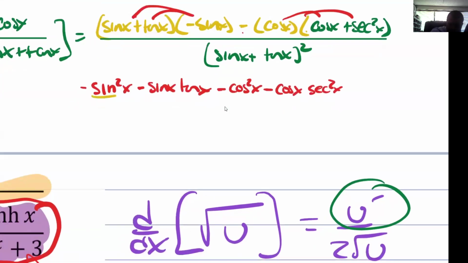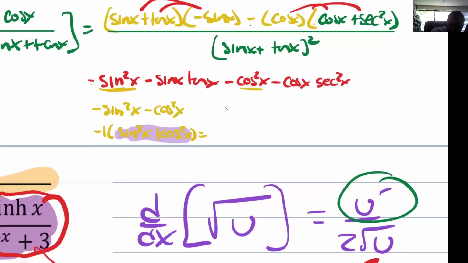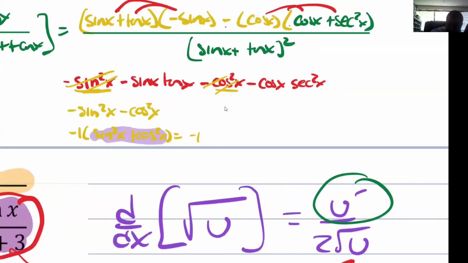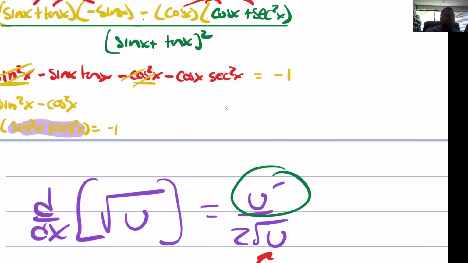All right, so I'm going to group these things together. Minus sine squared of x minus cosine squared of x is minus 1 times sine squared of x plus cosine squared of x. This inner part is just equal to 1. So these terms simplify to negative 1 times 1, which is negative 1. So I got a negative 1 in my numerator.